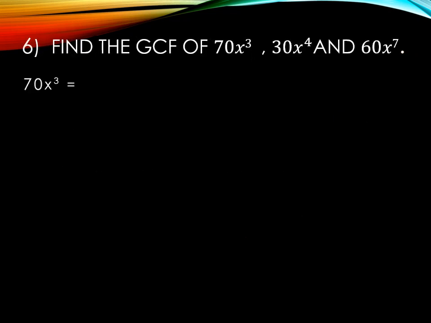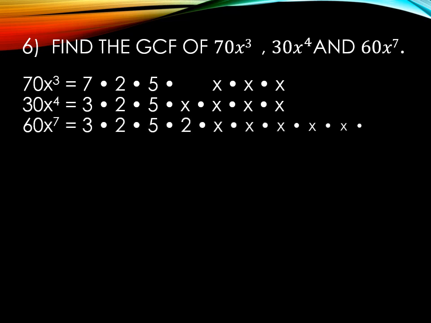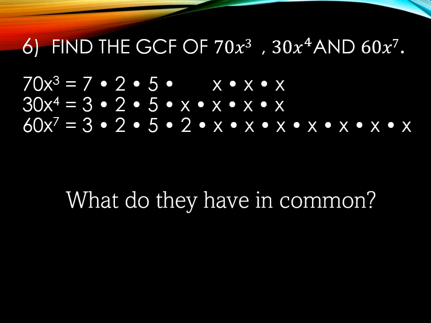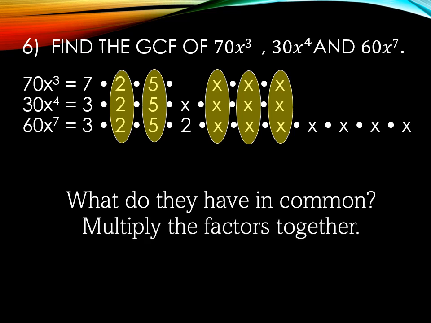Another example. So this is how we write the prime factorization of 70x cubed, 30x to the power 4, and 60x to the power 7. So always write the common factors under each other so you can see what we have in common. So the greatest common factor is 10x cubed.